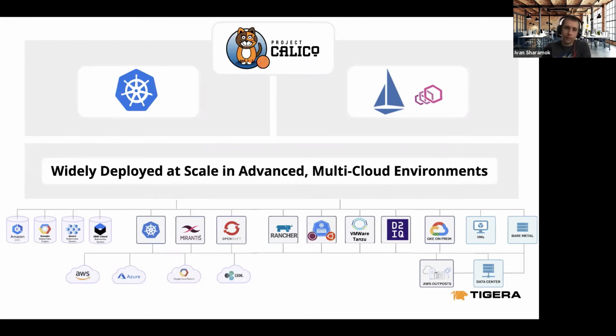Also, it's been integrated in managed and on-prem solutions, such as upstream Kubernetes or Docker Enterprise, which is distributed by Mirantis, or Red Hat's OpenShift, as well as included as an option in Rancher, Canonical, VMware Tanzu, D2iQ, and all the way moving to the right, it can be used on-prem, on VMs, and on bare metals as well. So the range of where Calico can be used is pretty broad, depending on what requirements you have.